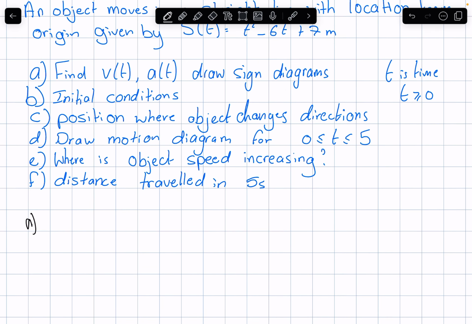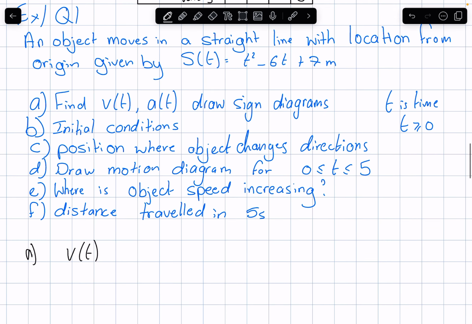So let's do that now. So we know v of t is the derivative of s of t. So that's s dash of t. And that is equal to 2t take 6. Now for a sign diagram, we want to solve when that's equal to 0. So 2t take 6 equals 0. So t equals 3.